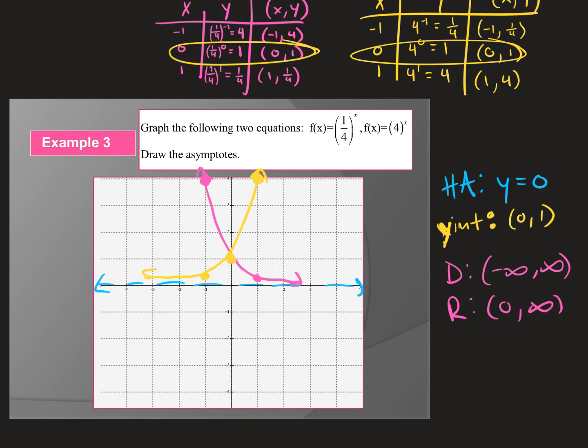With our fraction, because this is in between 0 and 1, this is a graph that has exponential decay, or it would be decreasing. So decreasing or decay. Since 4 is greater than 1, this is increasing, or we would say it has exponential growth.